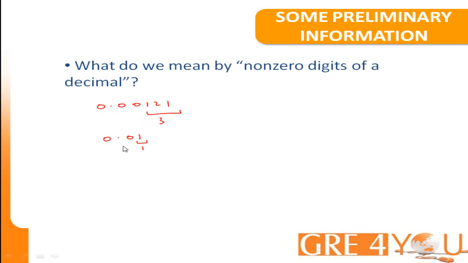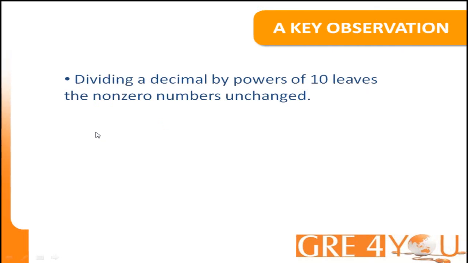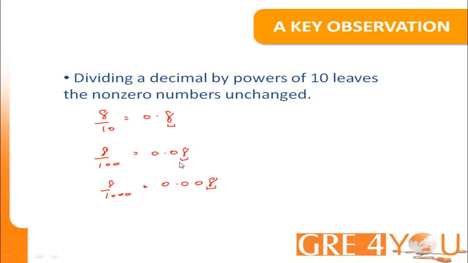Alright, now that we've seen something about these two terms, let's take a look at a key observation that we have to make. Dividing a decimal by powers of 10 leaves the non-zero numbers unchanged. Now what do I mean by this? Let's say I have the number 8 over 10. This can be written as 0.8. Now if I were to write 8 over 100, I would write it as 0.08. Similarly, 8 over 1000 is equal to 0.008. Notice in all three numbers that the number 8 remains unchanged throughout, even though we are dividing by greater and greater powers of 10. This is a key observation that's going to help us solve this problem.